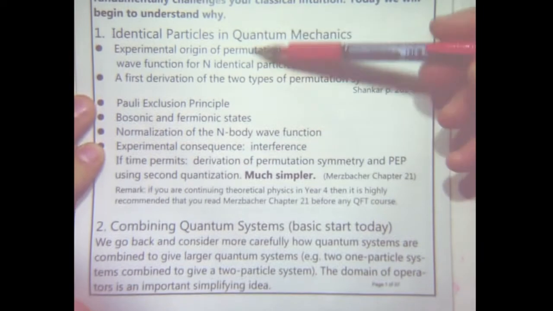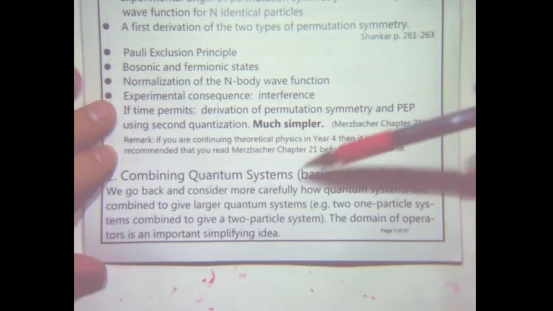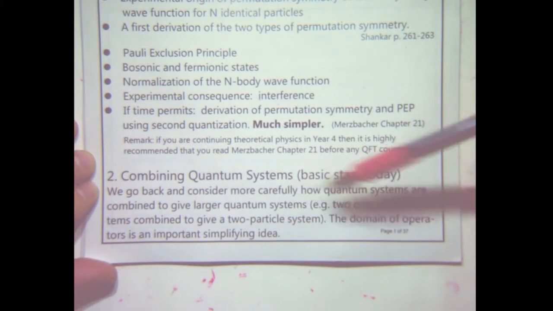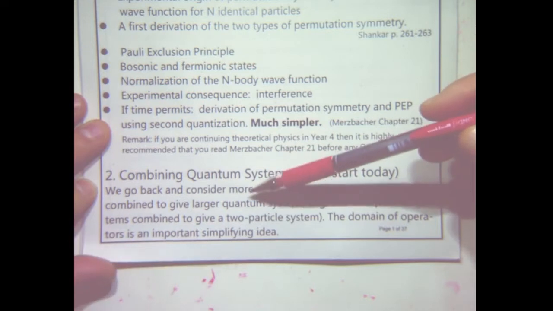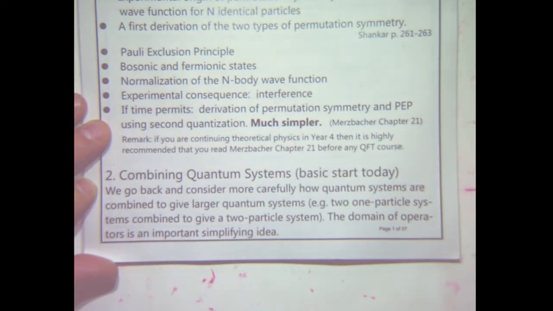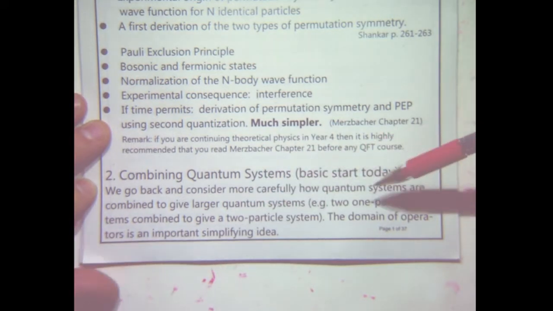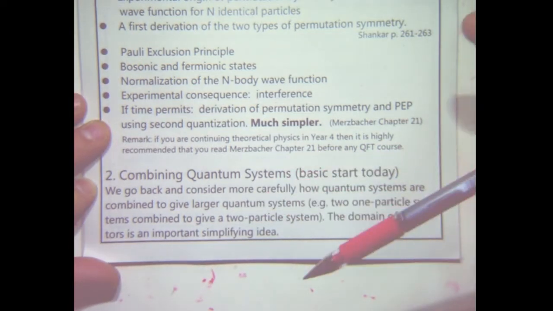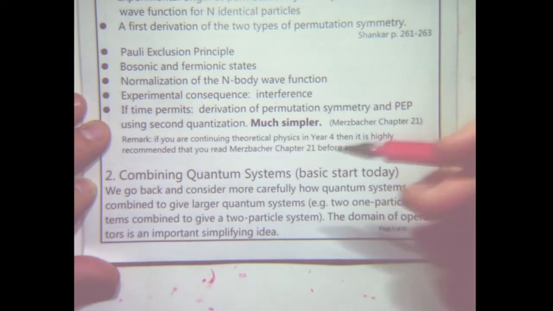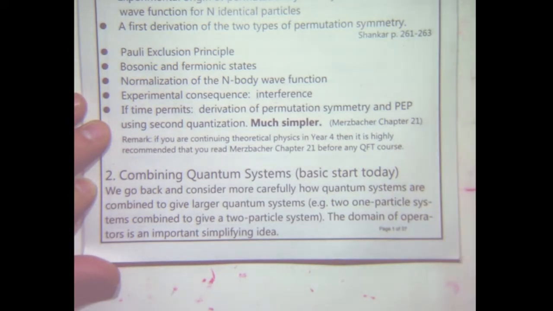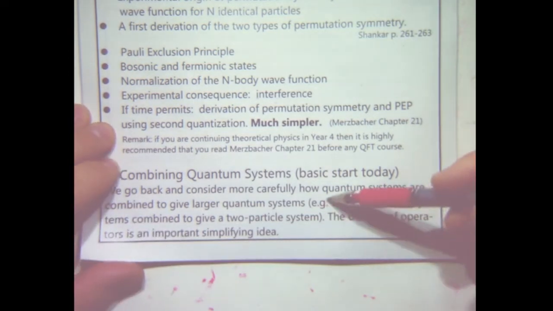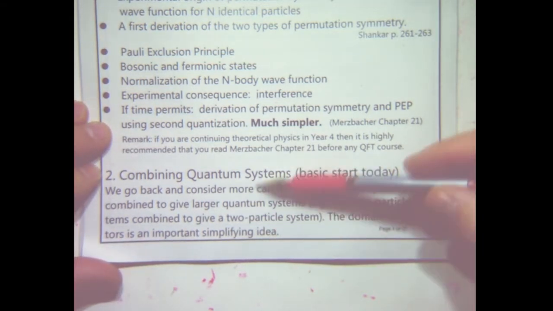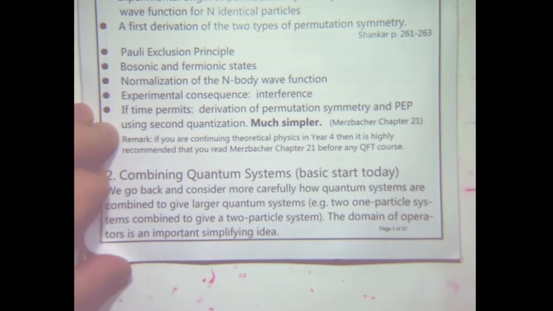So that's the main point for today. And the rest is combining quantum systems. Today, I just want to go through some basics. It's essentially just the rest of Shankar chapter 10. Today I'll just be doing some notation. Basically, it's a notational exercise, defining notation and seeing how the mechanism works, how to deal with the notation. And next week, in the next two lectures, we'll go into this in more physical detail, more physical depth.